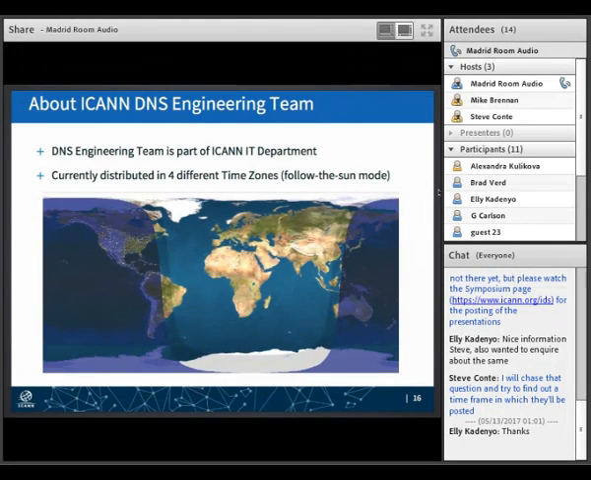Currently, the DNS Engineering Team is part of the ICANN IT department. We are currently distributed in 4 different time zones. This is something we elected to do because we want to have someone awake on their natural clock to see problems that might happen in different time zones, so you don't have to skip shifts or anything like that. So it's follow-the-sun mode.